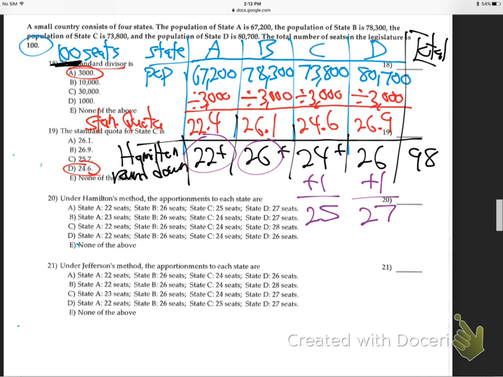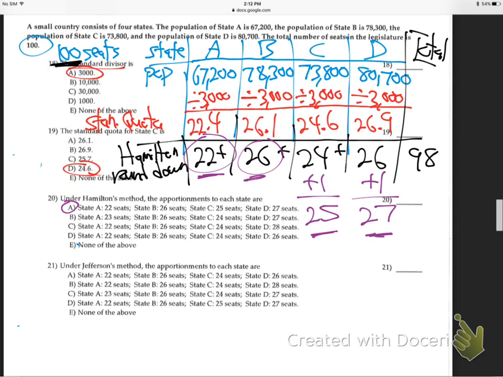And that's 100 seats. That's the allocation for Hamilton's method. State A gets 22, B gets 26, C gets 25, D gets 27. So which answer's that? It's A. There it is under Hamilton's method. Good so far. So that's Hamilton's method. That's the nice one.